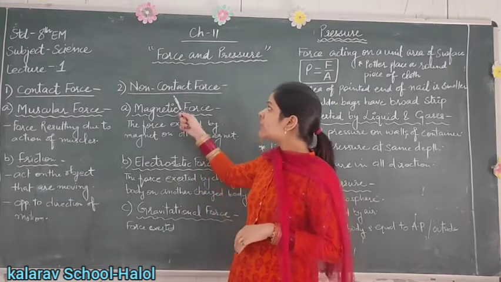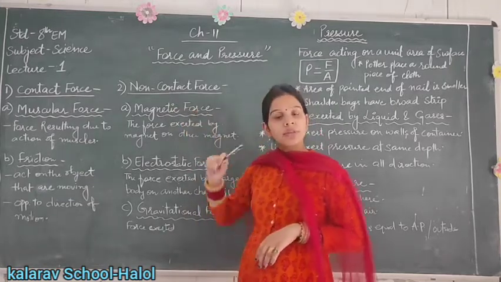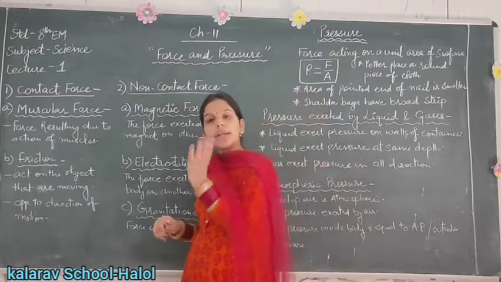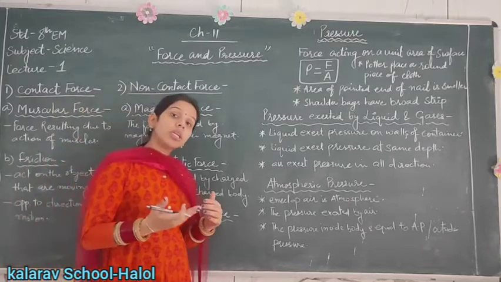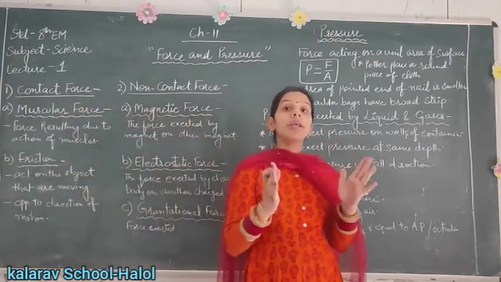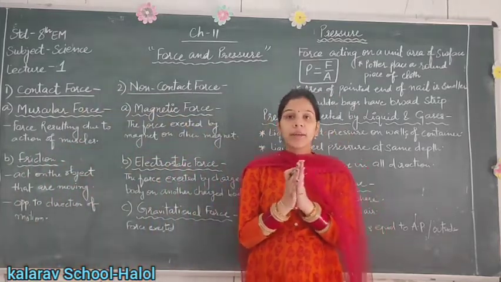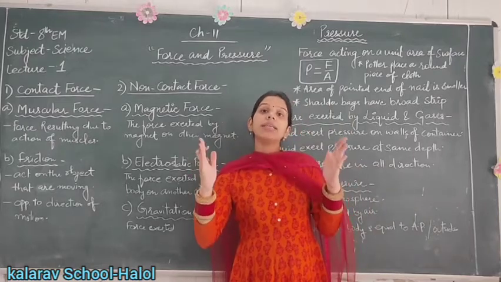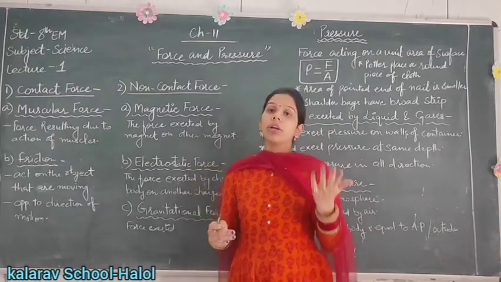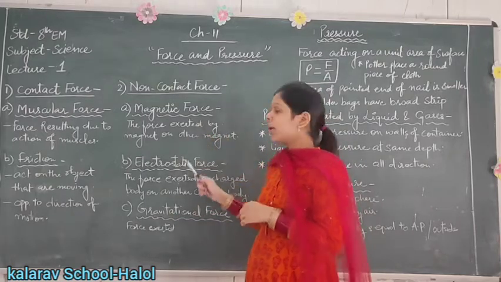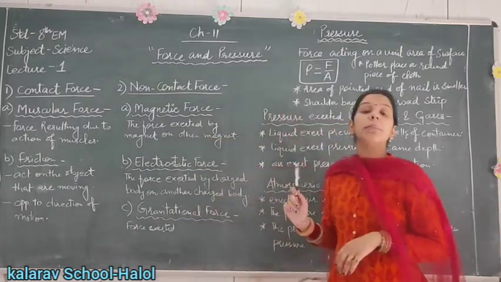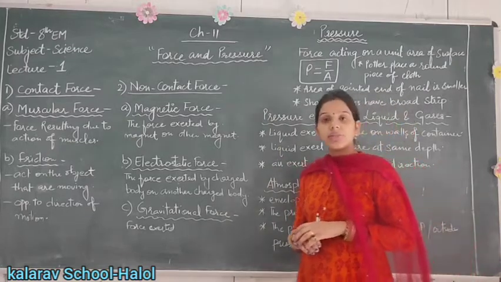So next is non-contact force. The non-contact force simply gives the information that the two bodies are not in contact. They are a distance apart. For this, there are three types: number one, magnetic force; number two, electrostatic force; and number three, gravitational force.